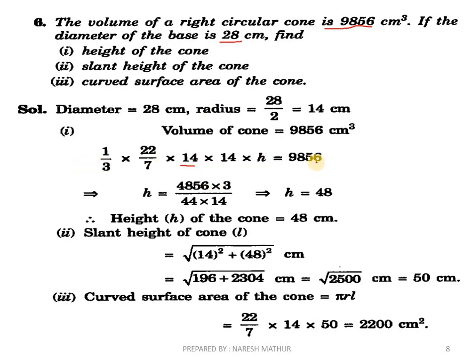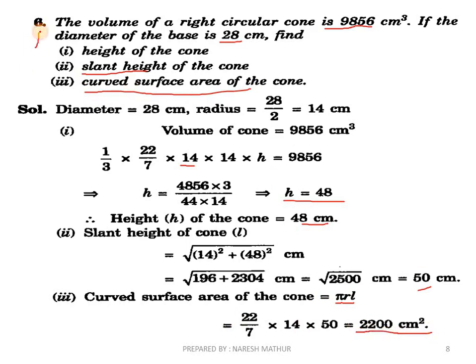So we have volume and radius. By simply putting these values in the formula, we can get the value of h, and after solving it, we are getting the height of the cone as 48 centimeter. Now if we have radius and height, we can find the slant height by applying the Pythagoras theorem. So we are getting the slant height as 50 centimeter. Now with the slant height, we can find the CSA of the cone also, because the formula of CSA is pi r l. So simply put these values and get the answer.